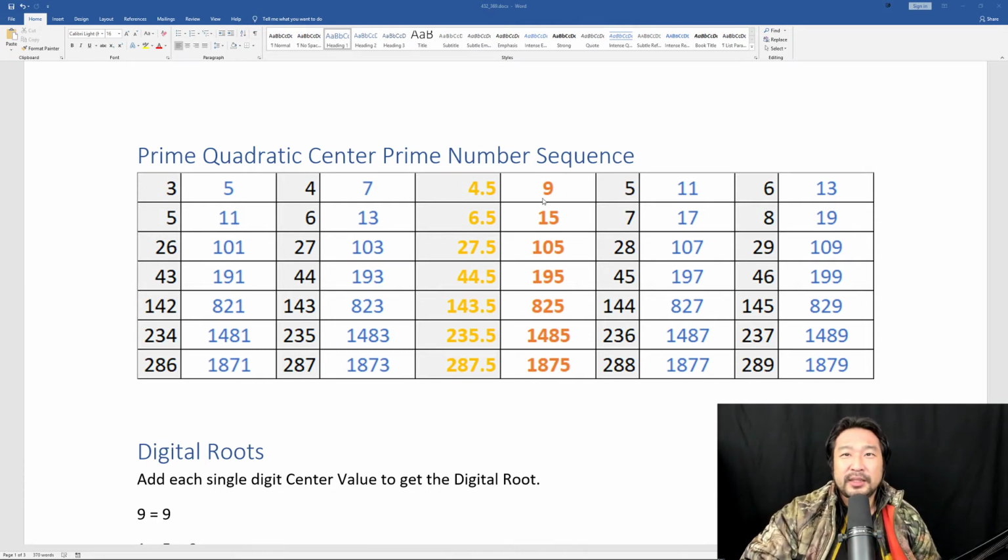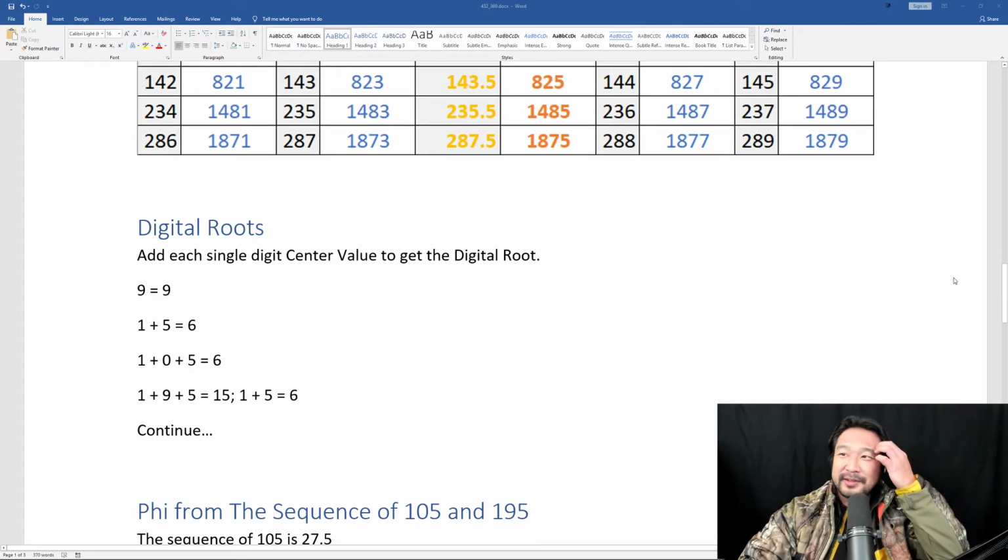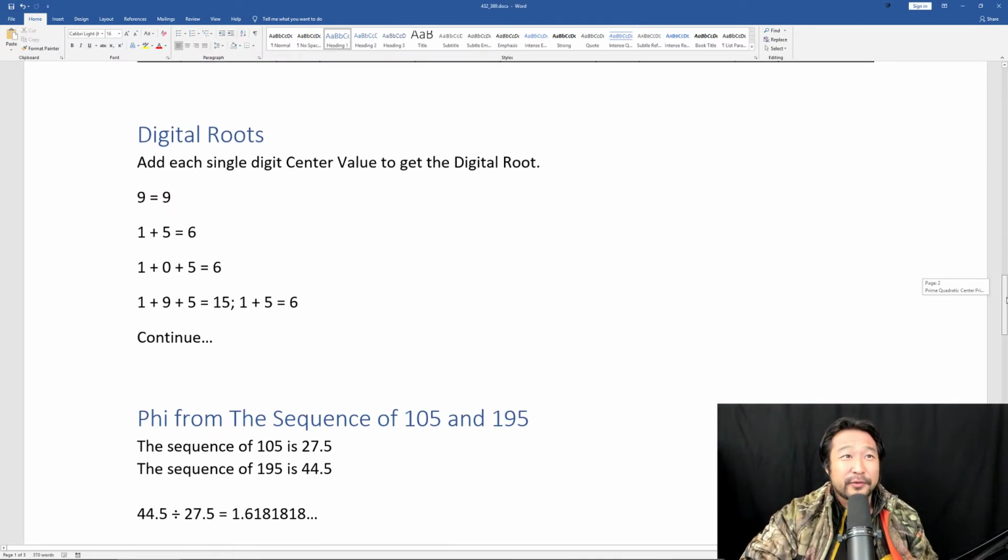So these center numbers need to be a part of the sequence as well. These center prime numbers. So between 4 and 5, it's 4.5. Between 6 and 7, it's 6.5. Pretty simple, right? Now, before we get into some fun stuff, I can go over digital roots again.